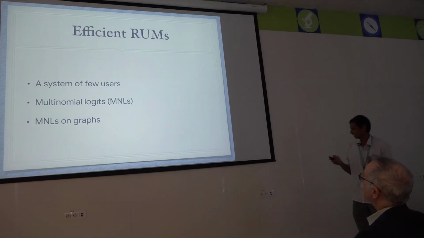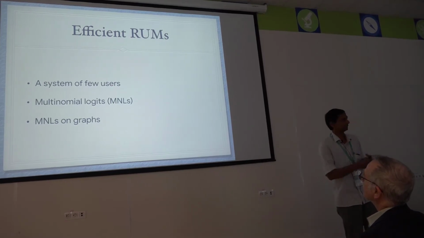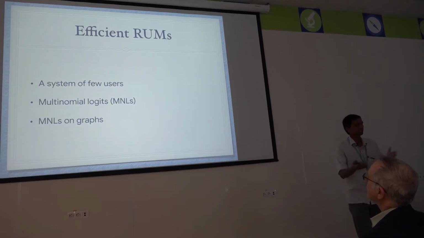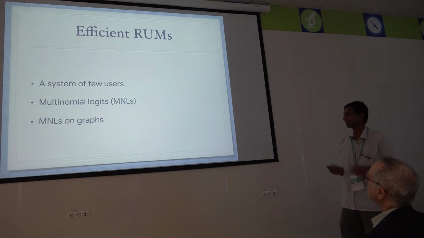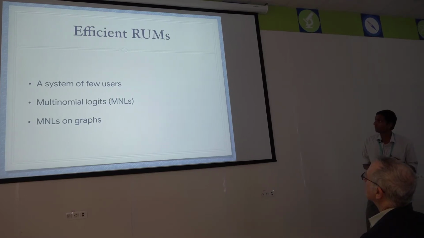So the one assumption that we made was a system of few users, right? There are only a few types of users, and I can show a positive algorithmic result in that regime. I'll briefly touch upon two more positive results. The first is what we call multinomial logits, I'll describe what it means, and the next is MNLs on graphs.